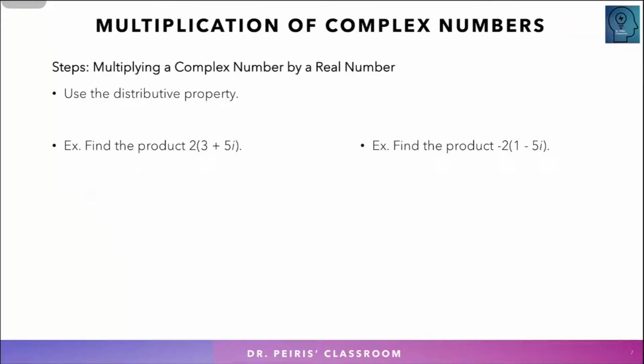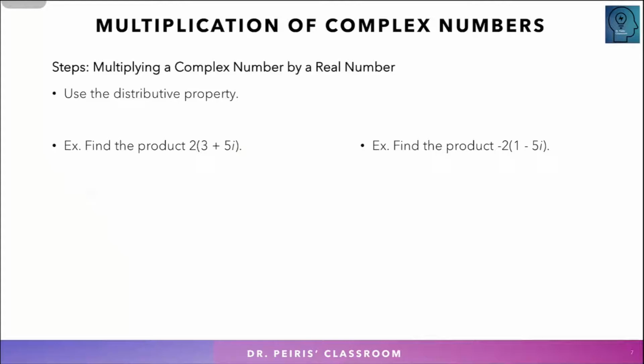The next part is how to multiply complex numbers. So this is about multiplying a complex number by a real number. Whenever you want to multiply a complex number by a real number, you need to distribute the parentheses, or basically use the distributive property.